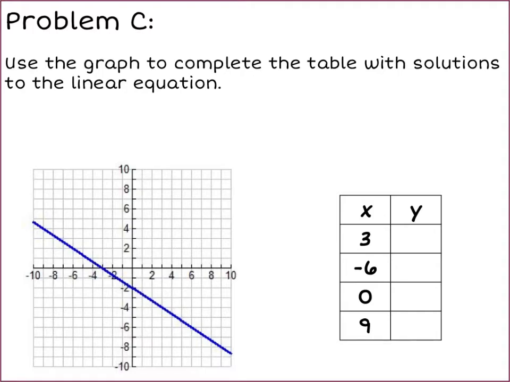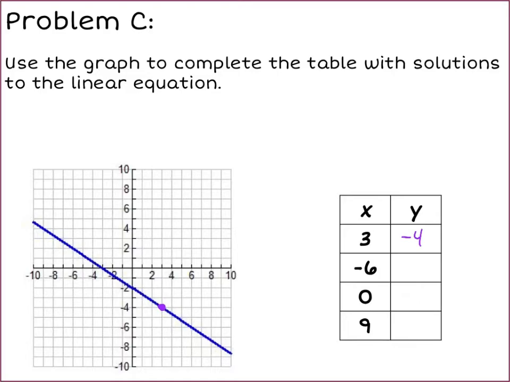So if I've got x is 3, I'm going to go over to where x is 3 and then figure out where the y is on the line. And in this case, it's down here at negative 4. So when I go over to x is 3, I have to get to the line in order to make a solution. And in this case, that point is negative 4. So when x is 3 and it's on the linear equation, y has to be negative 4.